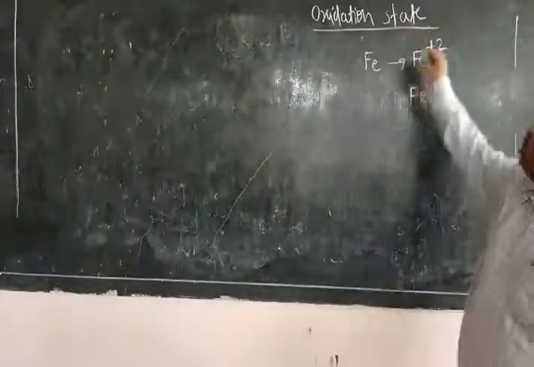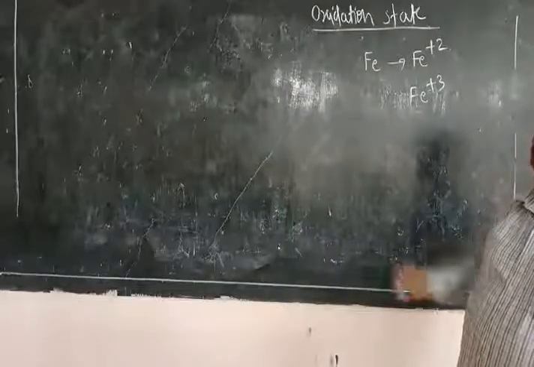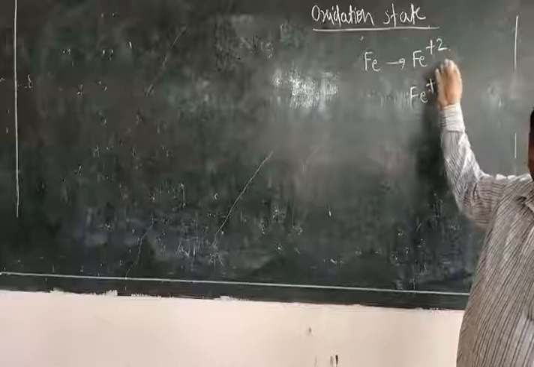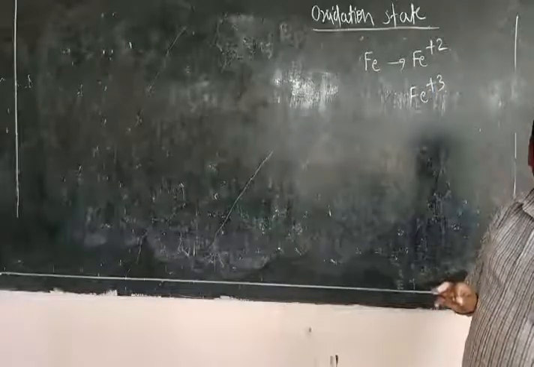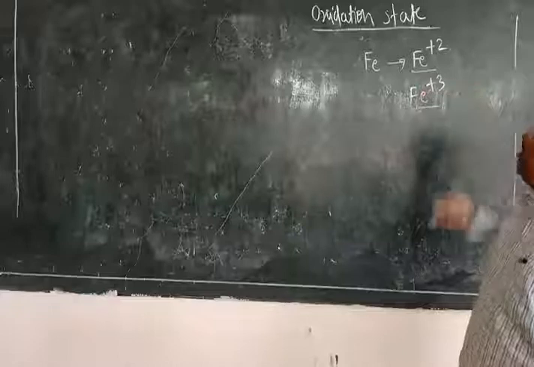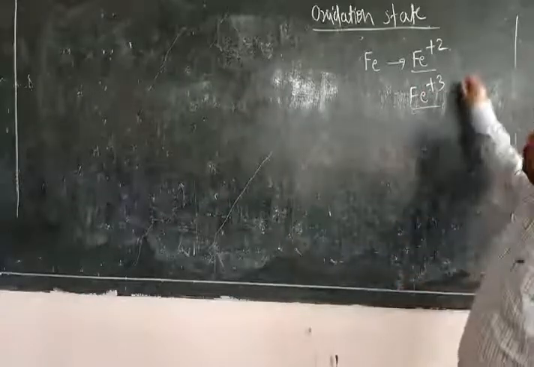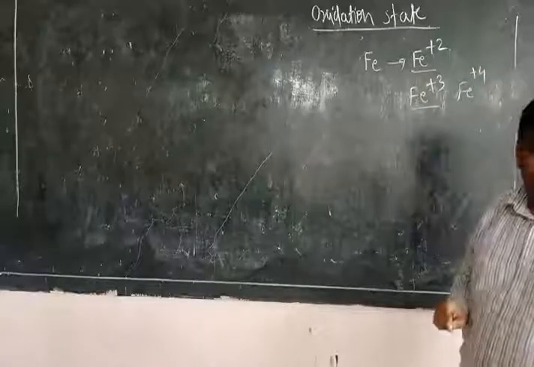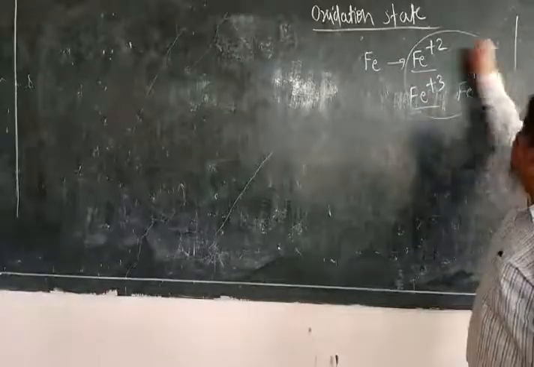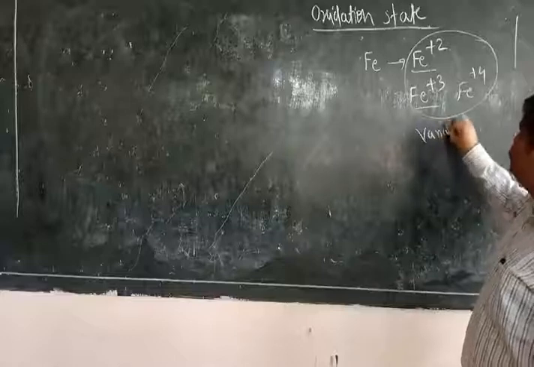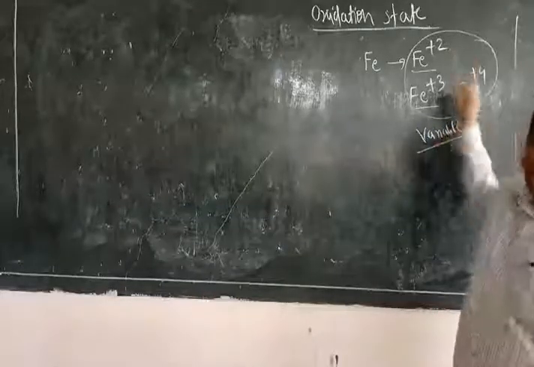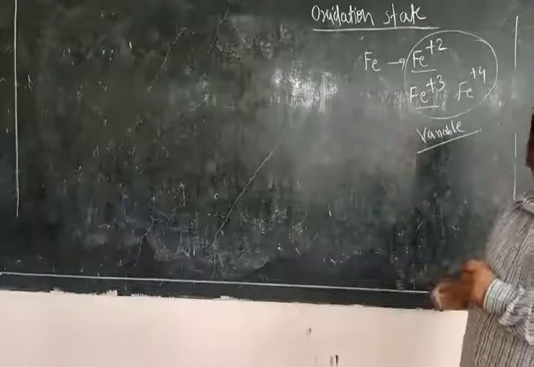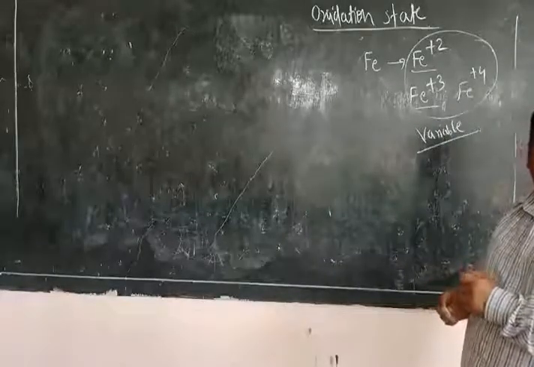What is the use of the oxidation state? Oxidation state is useful for reactions or to form compounds here. Now plus 2 and plus 3 oxidation states are there. Even a plus 4 oxidation state is possible for Fe here. Variable means more than 2 or 3 oxidation states are possible. Variable oxidation states are possible for the d block elements.